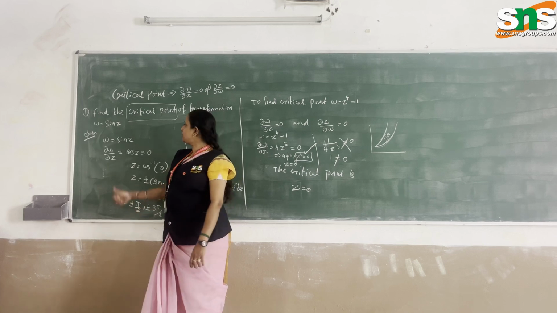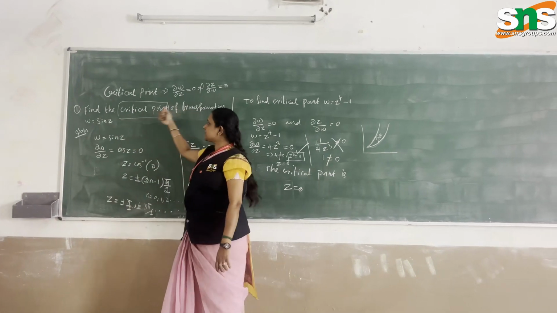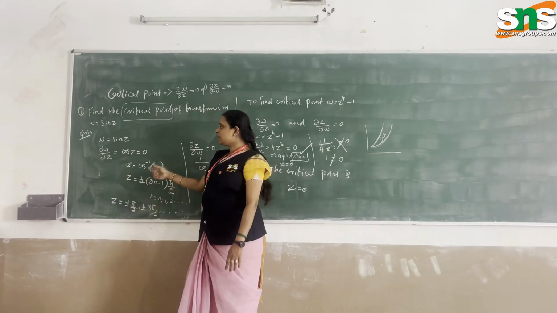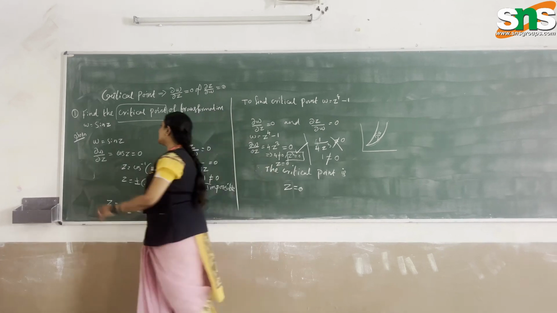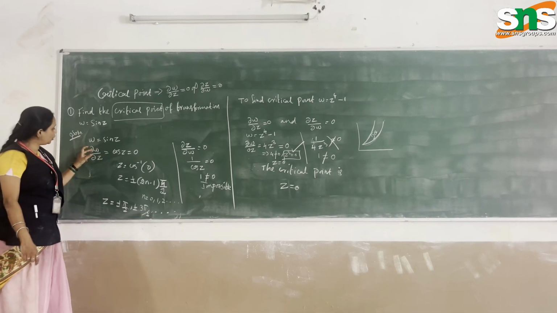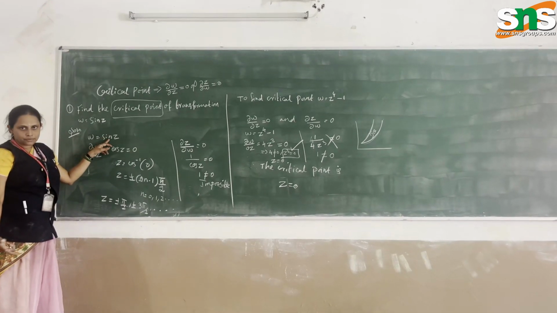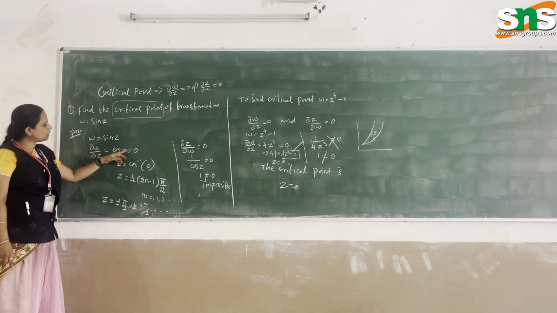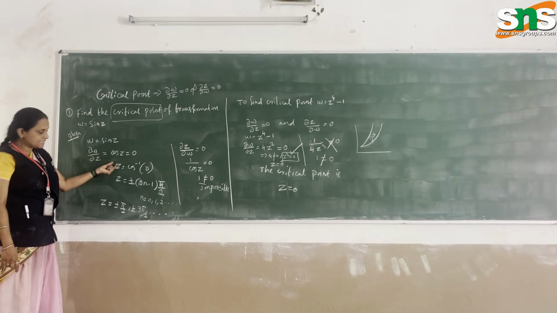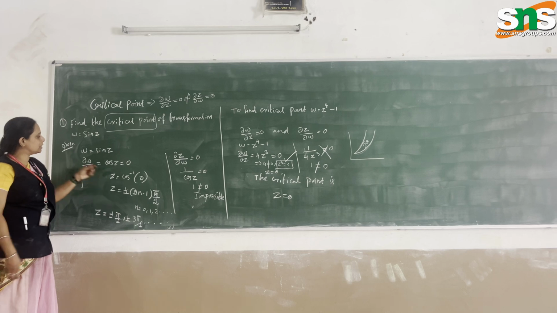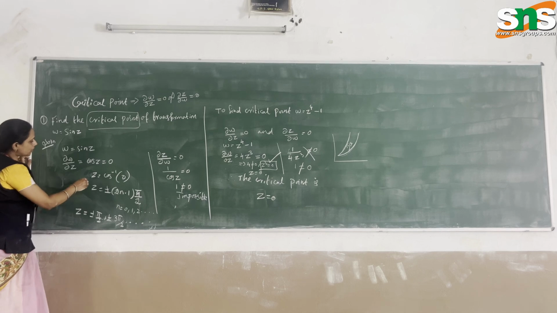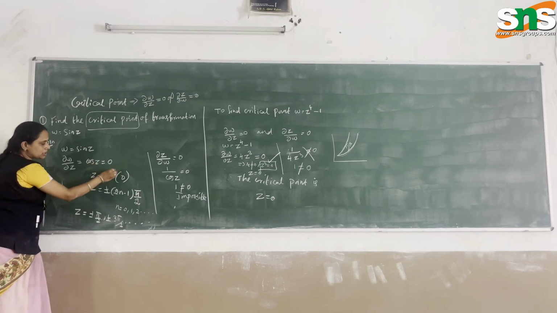Here see another problem. Using the transformation w equal to sin z, find the critical point. Here sin z is a trigonometric function. So we find dou w by dou z. The differentiation of sin z is cos z equal to 0. Then we find the critical point z, so z is equal to cos inverse of 0.